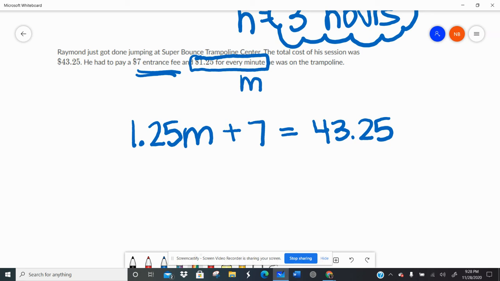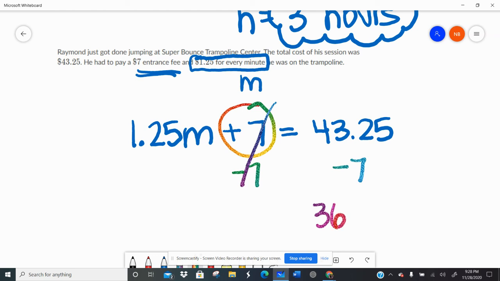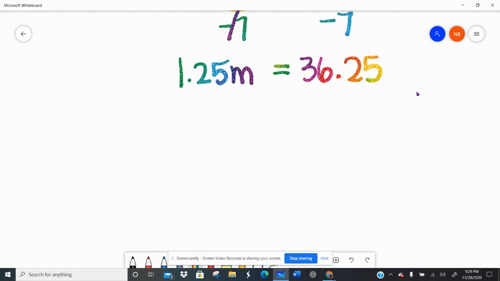So step one, move the constant. The opposite of plus 7 is minus 7. That goes away. 43.25 minus 7 is 36.25, right? I have a little handy dandy calculator next to me. And then I bring down my 1.25m, my coefficient and variable, right? So when I have a coefficient next to a variable, it means to multiply. What's the opposite? Divide. I divide each side by that coefficient.